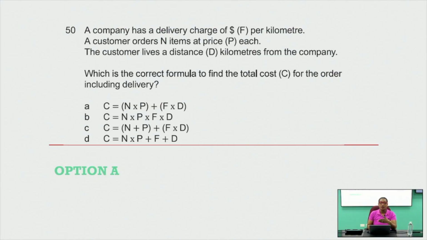All right, and of course, not kilogram, per kilometers. And you'd have to figure out how many kilometers you're traveling, hence why F times D.